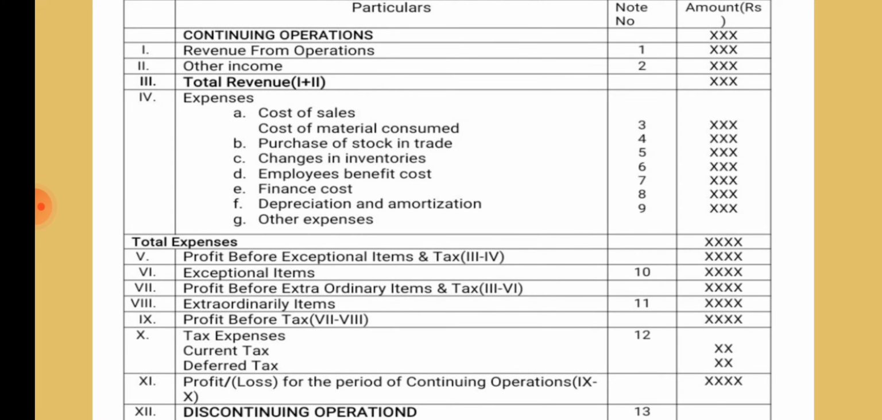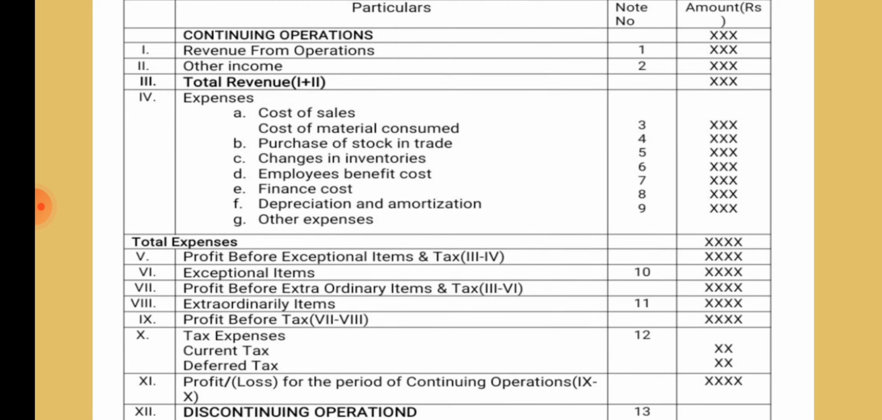After that we have to take all the expenses. After calculation of total revenue, we have to find out the expenses. Which expenses do we have to take here? First one is cost of sales. In that, cost incurred for material consumed, or cost of raw materials, we have to take in note number 3.